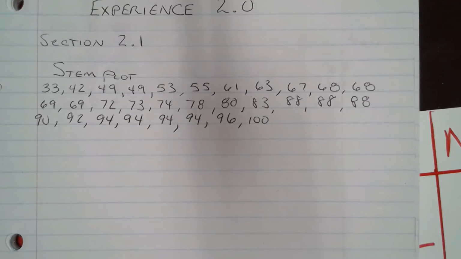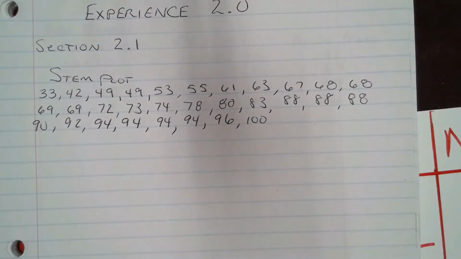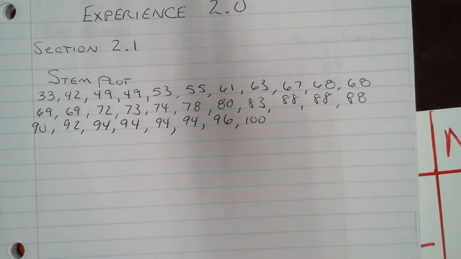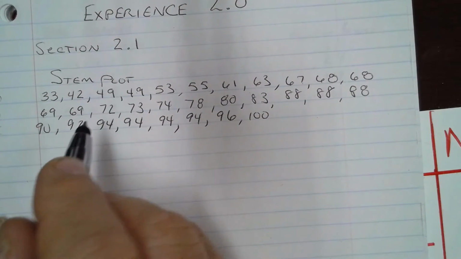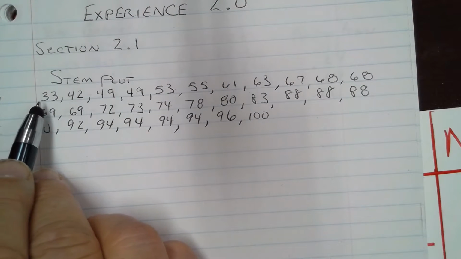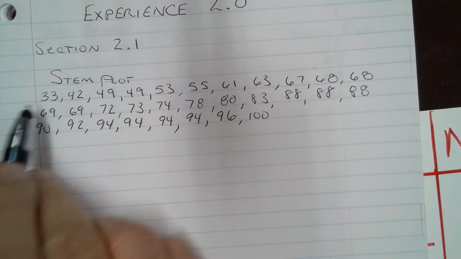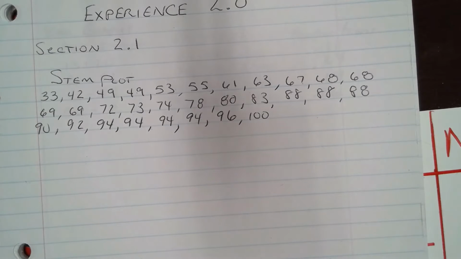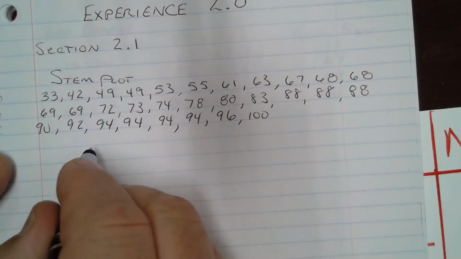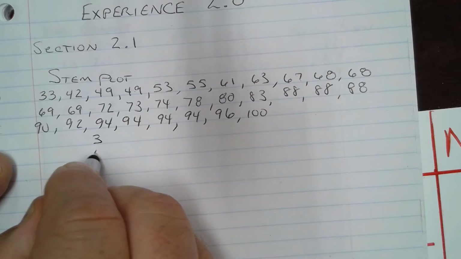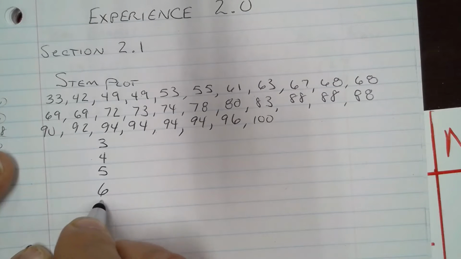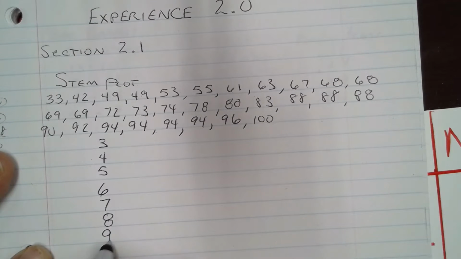Now, imagine this is a set of data that represents some test scores in a statistics class, okay? And you can pick out which one you probably think you got. The way we set this up is the tens place will represent the stem of the data, and then the ones place will represent the leaves of the stem and leaf plot. Okay, and so what I do is I go like this: 3, 4, 5, 6, 7, 8, 9, and 10.